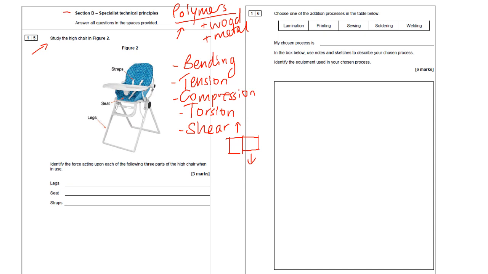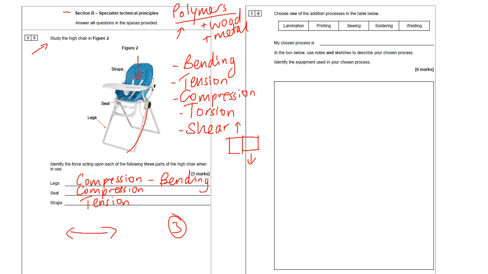So the legs, imagine there's a child sat in this high chair, those legs are probably going to be under compression. You could also get away with saying a bending force, because potentially it could be bending along the leg. The seat, I would definitely say is compression, and in the mark scheme, if you put compression for the first 2, you would still get the marks. And the straps, when they're pulled tight, are pulled on either end, so that one is tension. So that would be your 3 marks for that question.